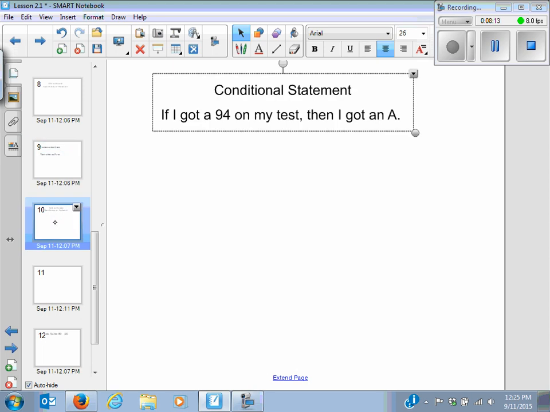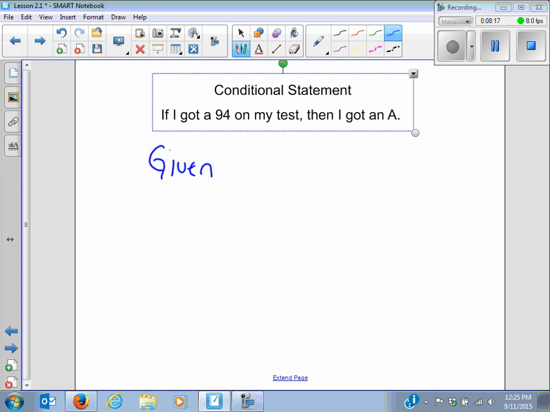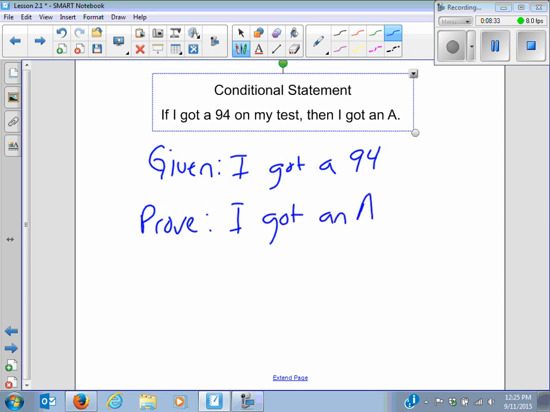All right, so for this one, if I was doing this, the given would be I got a 94 on my test. I'm not going to write the rest of that. And then the proof would be I got an A. Now, this is not the best example for us to be using this, because we would not write necessarily a proof for this. But just to give you an idea, that's what the book is going to be talking about when they ask you to do this.